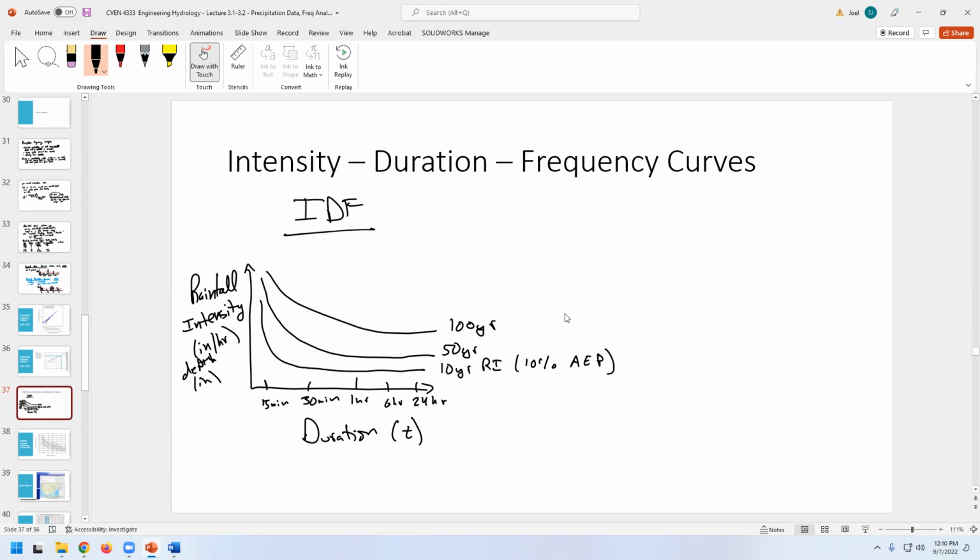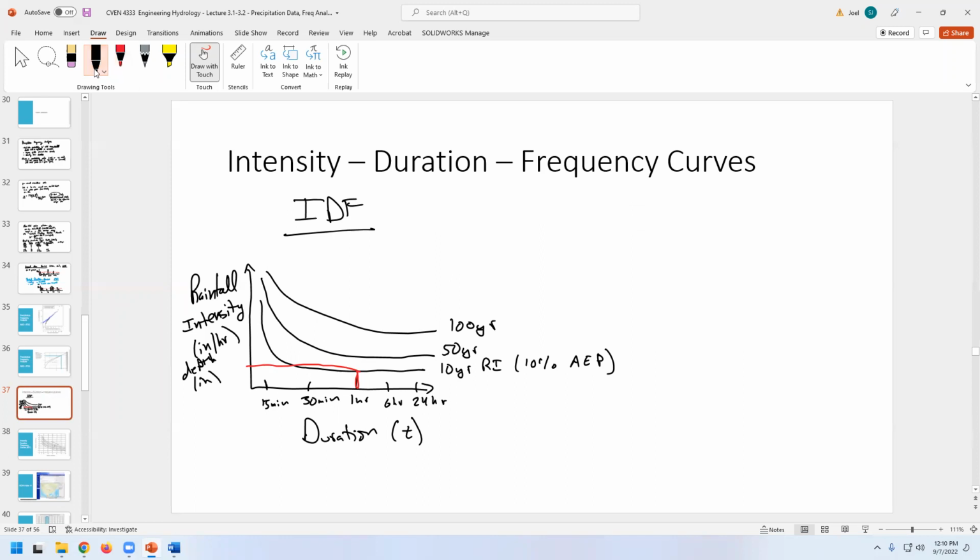And we'll see this in, I think, a homework assignment later, but these curves can be represented graphically, and you would just say, okay, I want to design something for the 1 hour storm. So I'm going to go up to 1 hour and the 10-year recurrence interval. So I'm going to come over, and then get my rainfall intensity or depth from that curve.